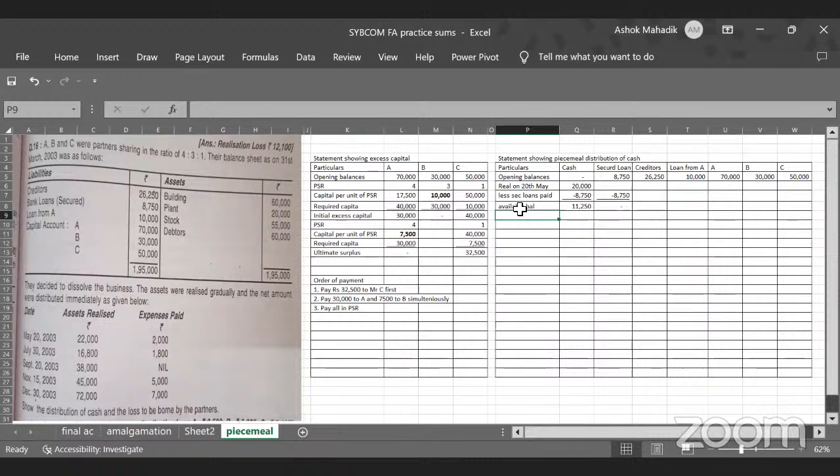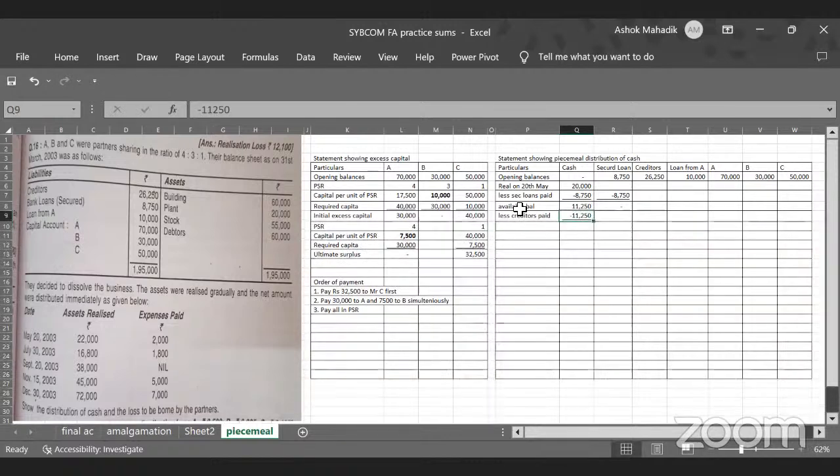Okay. So we have 11,250. So we'll pay that. Less creditors paid. Okay. How much? 11,250. So we'll be left with 0 cash. And in same line where we wrote now less creditors paid, right? In creditors column minus 11,250. Clear? In same line you have to write in the liability column. Okay. So how much balance is left now in creditors account? 15,000. Okay. So now we'll go for next realization.